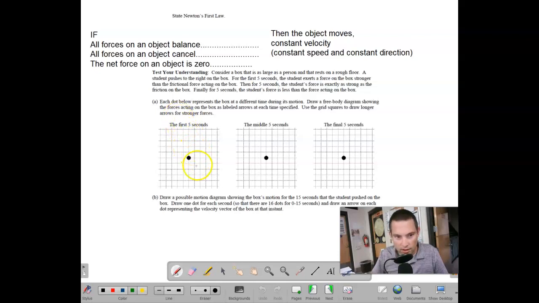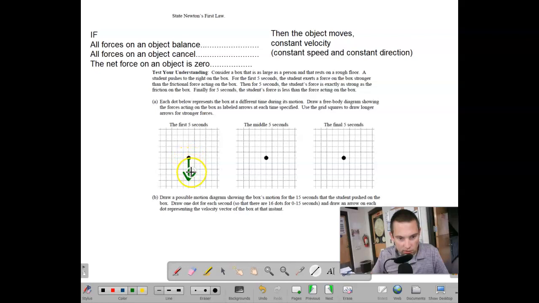So we know that for the first 5 seconds, the student exerts a force on the box stronger than the frictional force, which means that we will have some movement going on. First, let's take care of the two forces that cancel each other out.